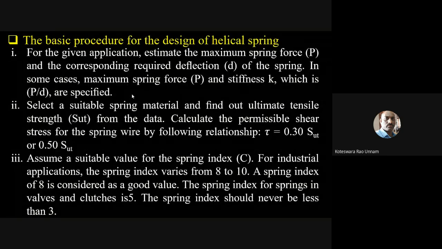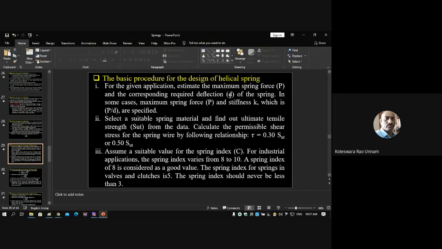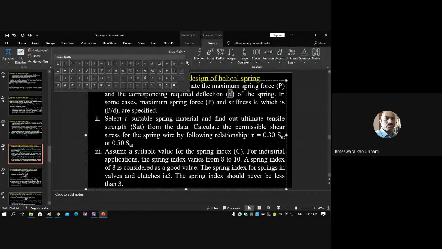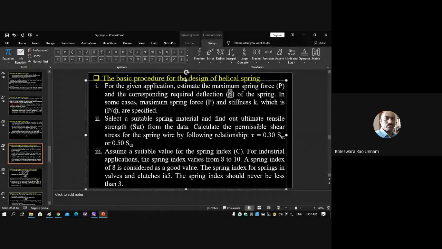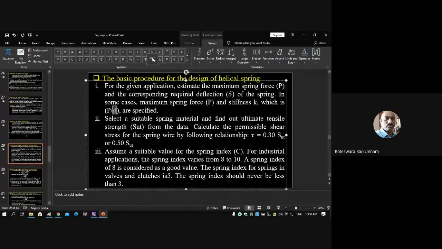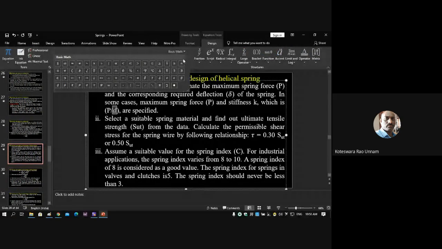Sometimes instead of P and delta, they may take P and K also. That is load and stiffness. Stiffness is nothing but P by delta only. That's why indirectly we are taking the delta value only. So that means you have to use either P and delta, or P and K.